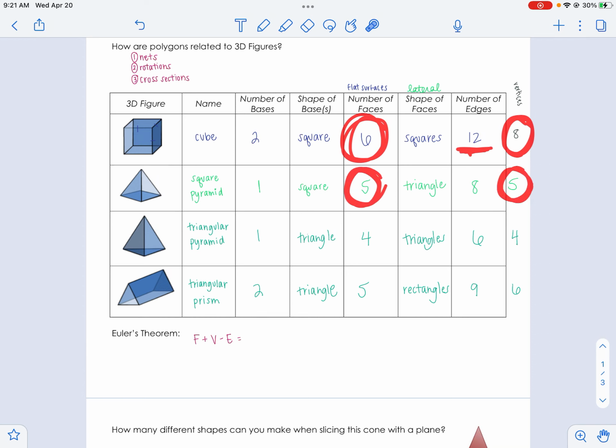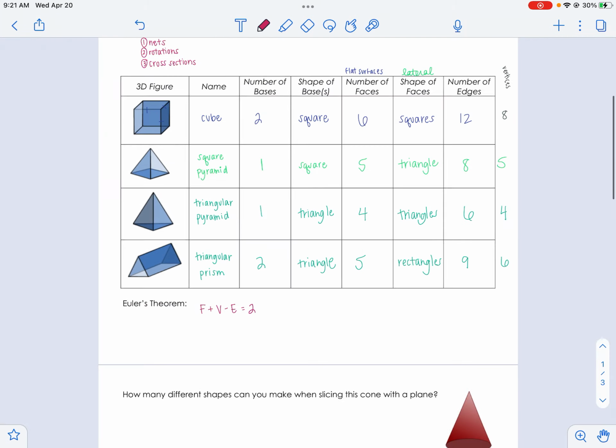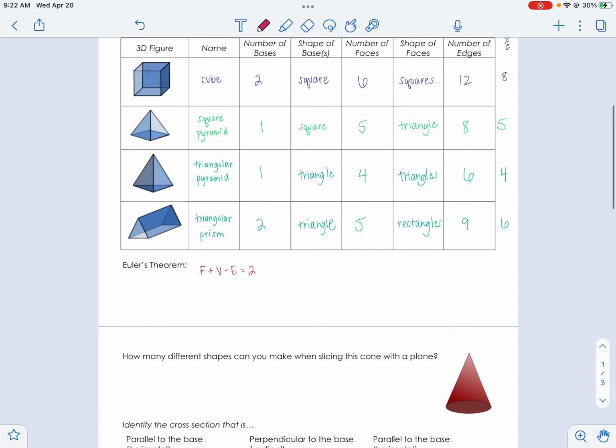The next one, if I add the faces and the vertices, so 5 plus 5 is 10. 10 minus 8 is 2. 4 plus 4 is 8. 8 minus 6 is 2. 5 plus 6 is 11. 11 minus 9 is 2. So Euler's theorem is just a way of checking that the faces plus the vertices minus the edges will always equal 2. And feel free to add that to your formula chart. That's one that I would add to the formula chart.